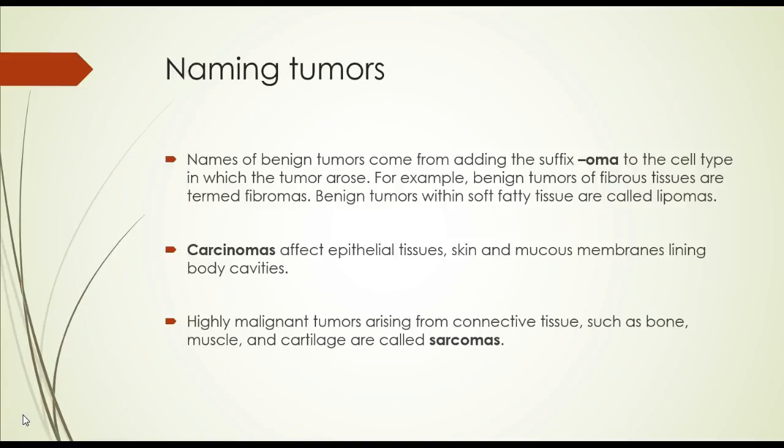Now, with regards to naming a tumor, you're pretty much taking the kind of tissue it is and putting OMA at the end of it, O-M-A. So any type of tumor found in fibrous tissue would be called a fibroma. Something out of fatty tissue would be called a lipoma. Anything with regards to the epithelial tissues, skin, mucous membranes, are called carcinomas. And anything coming out of things like bone and muscle and cartilage are called sarcomas. Those are highly malignant tumors. We're going to learn more about them in module number 3.